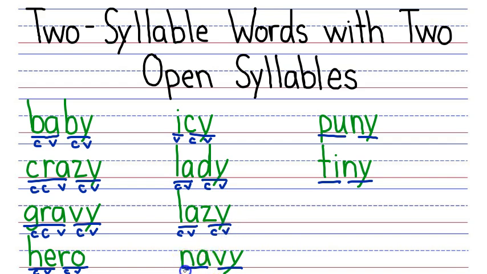In navy, we have a consonant, vowel pattern in the first syllable and a consonant, vowel pattern in the second syllable. In puny, the same. And in tiny, we have a consonant, vowel pattern in the first syllable and a consonant, vowel pattern in the second syllable. Good job with these two-syllable words with two open syllables.